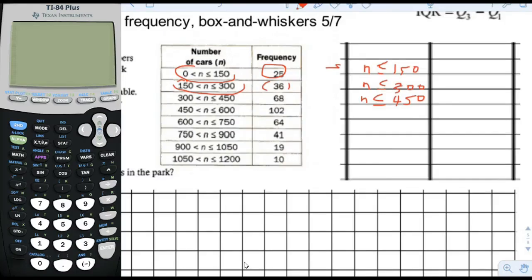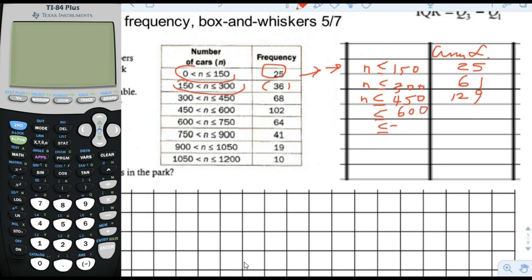And so the first one is the exact same as that one. So the frequency would just be 25, just like the one on the left. This would be the cumulative frequency. Okay. The second one, you would have to add 25 and 36. So you would end up with 61. Okay. And then the next one, you would add up the first three numbers. So you would add 68 on top of that. That would be 129. Okay. And so on.